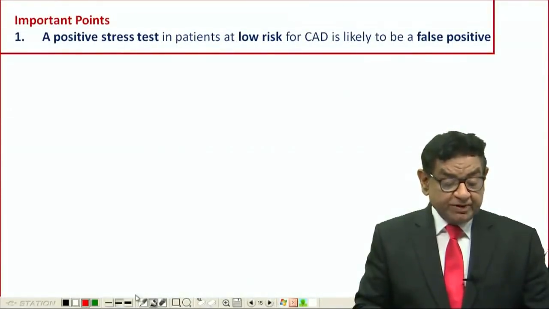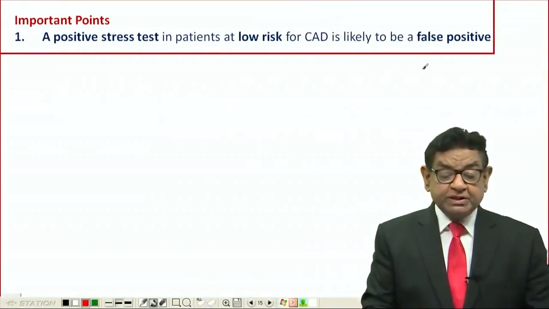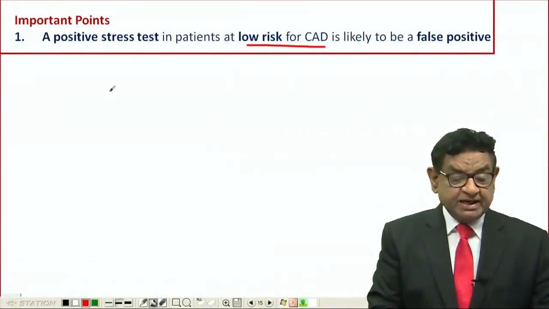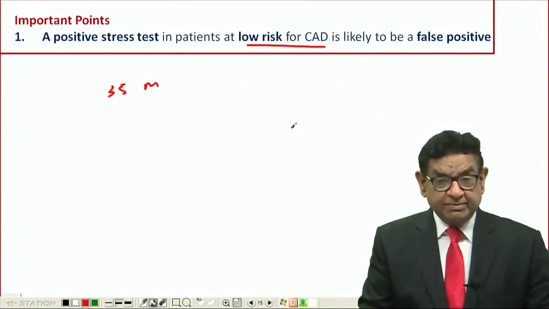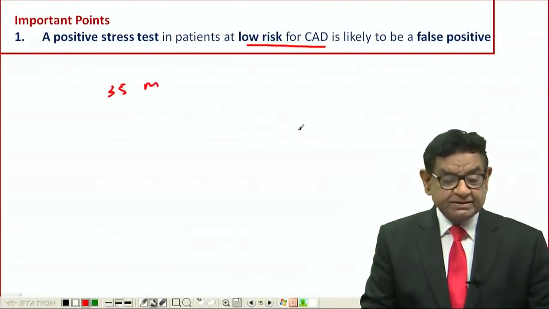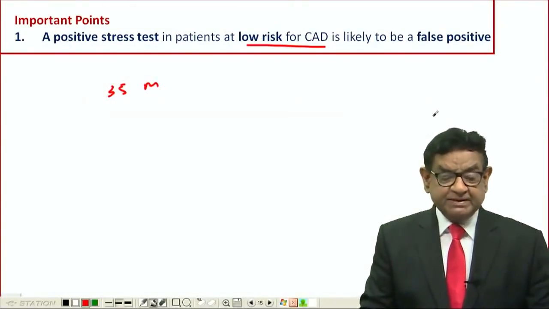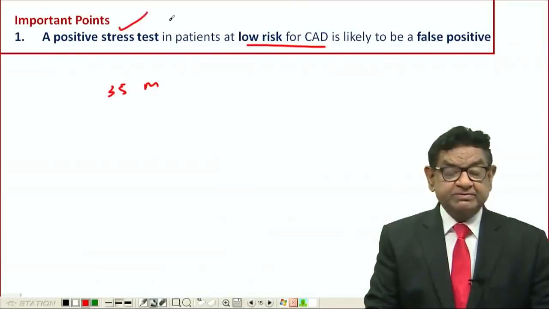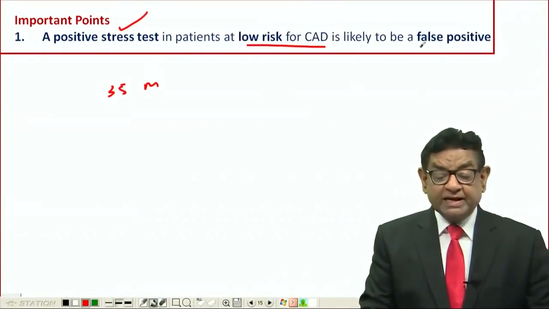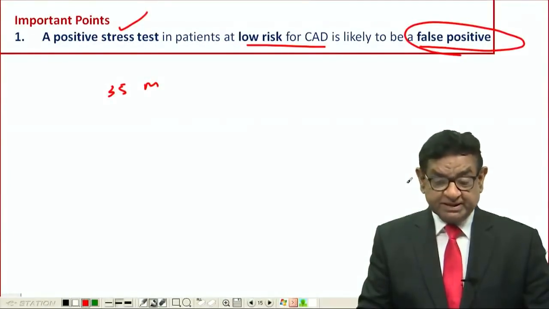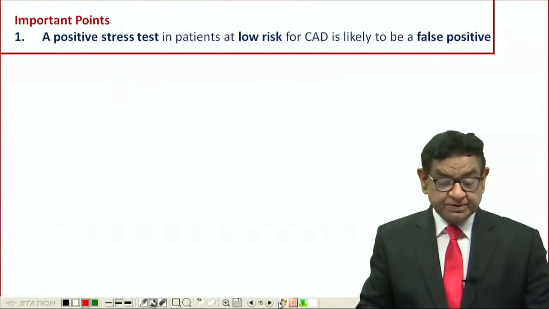Now, one very interesting thing: even in a low-risk patient of CAD, the patient I described just now, a 35-year-old male, non-smoker, non-diabetic, non-hypertensive, with normal lipids, who comes with some atypical chest pain, if we get a positive stress test, it is more likely to be a false positive. Remember, I told you 15% of cases may be false positive.